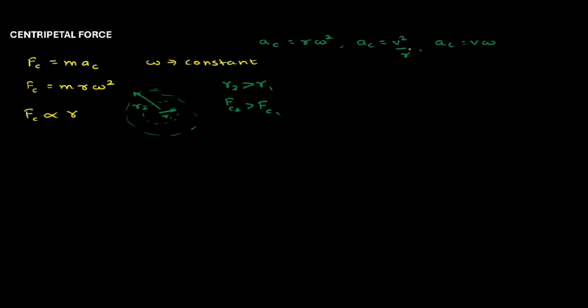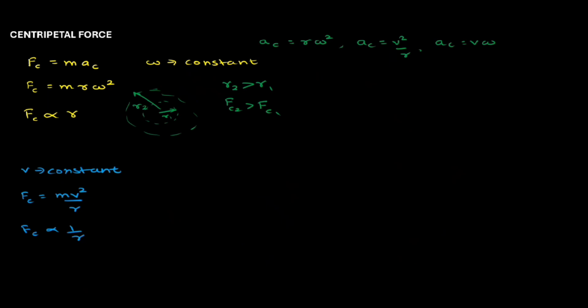Then in a situation where we keep the linear speed constant, that means when v is constant, we can write the centripetal force Fc as mv squared over r. Now here when the linear speed is constant, the centripetal force Fc will be inversely proportional to r. That means if I increase the distance from the center, centripetal force will decrease. And if I reduce the distance from the center, centripetal force will increase.